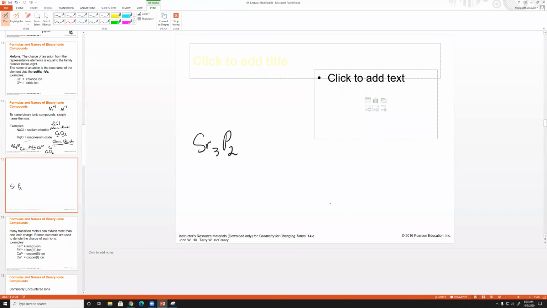I'll give you a hint. Strontium comes first. Any guesses? Good. Spelling not exactly right, but strontium phosphide. Perfect. Good job. So it'd be phosphide. Oh, sorry, it's not sodium. Strontium. Strontium phosphide. That's what it would be.